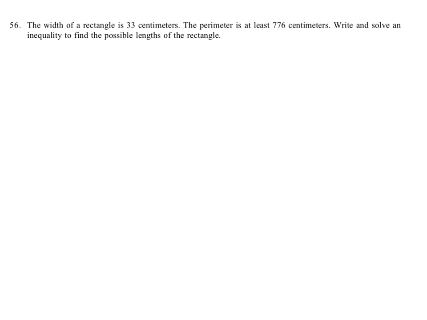Okay, so the width of a rectangle is 33 centimeters. The perimeter is at least, meaning that number or bigger, 776 centimeters. Write and solve an inequality to find the possible lengths of the rectangle.